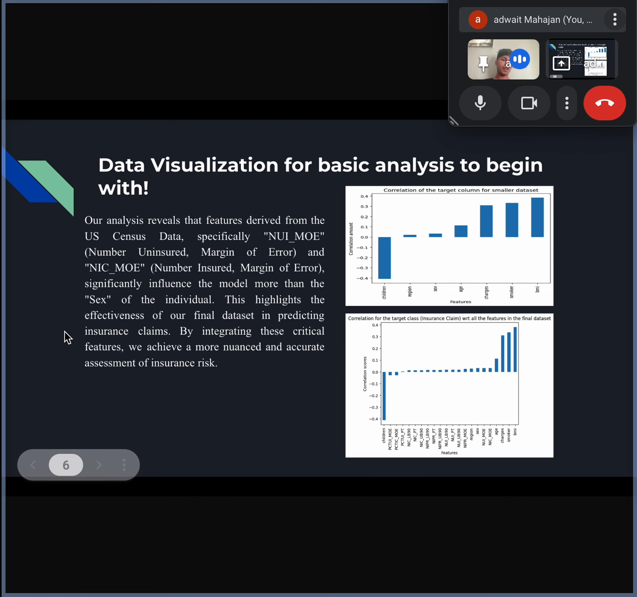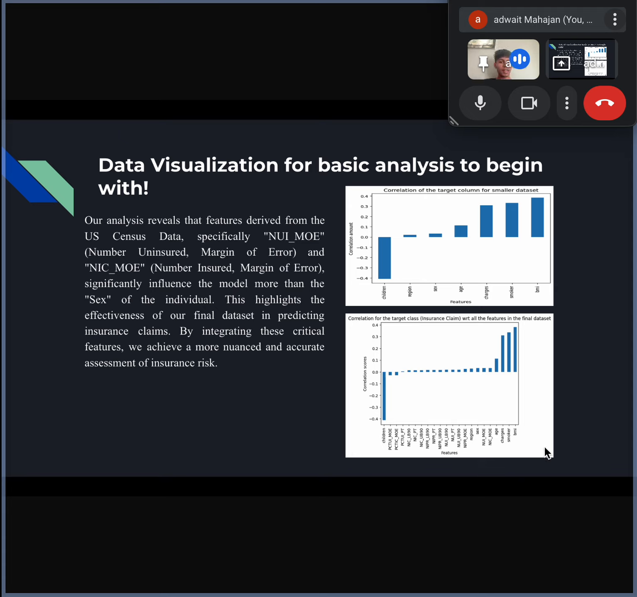If we begin with a bit of data visualization and understand why the dataset was made the way it is as of now, you can see the first graph here. It shows the number of features which the dataset from Kaggle had, and if you check the other one, this is the final dataset that we used.